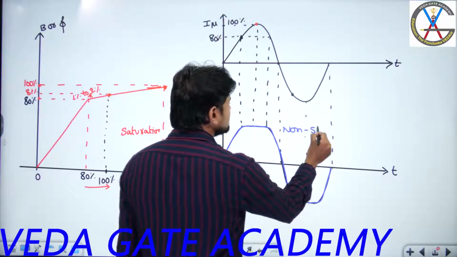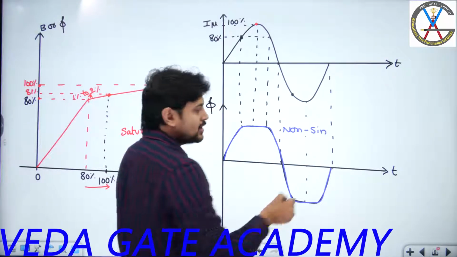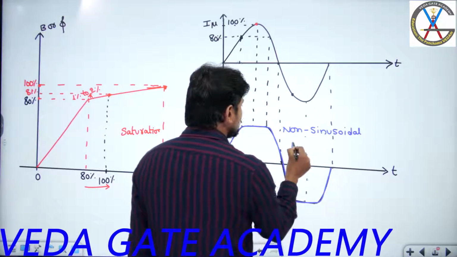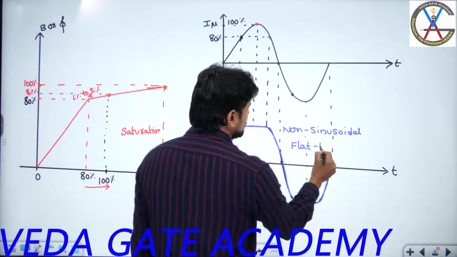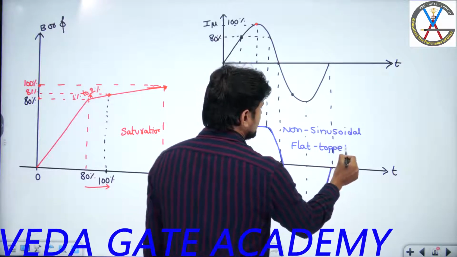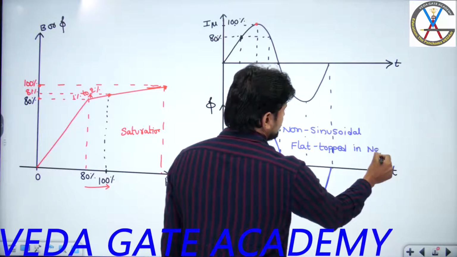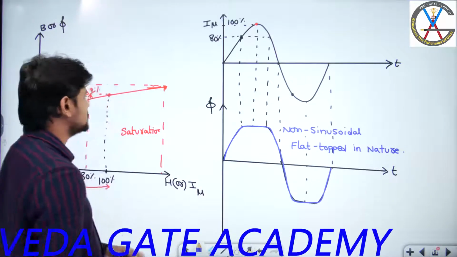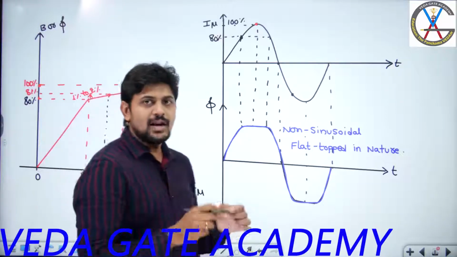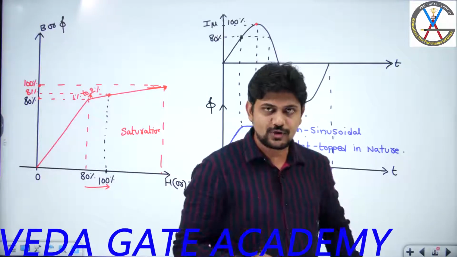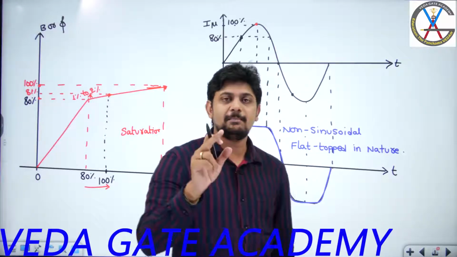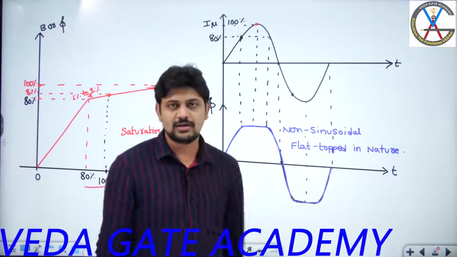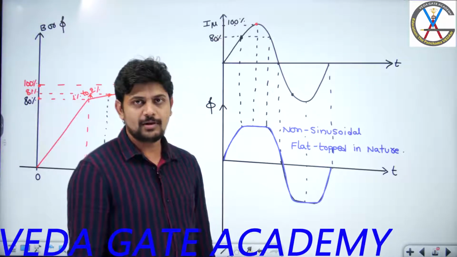And in fact, can I say it is called flat topped in nature? It is non-sinusoidal with flat topped in nature. So this is the other conclusion we are getting from this discussion. What is the conclusion we got? Whenever the I mu is pure sinusoidal, then the shape of the flux in a practical transformer is non-sinusoidal, flat topped in nature.